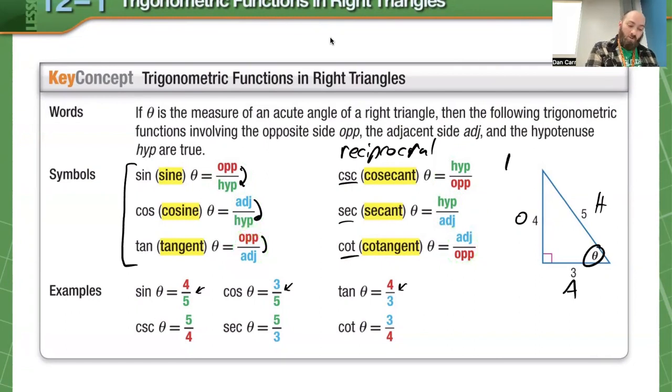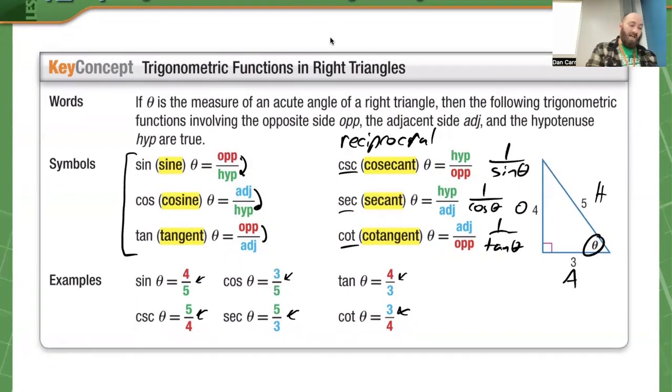And so in fact, cosecant is the same as 1 over the sine of theta. Secant is 1 over the cosine of theta, and cotangent is 1 over the tangent of theta. Okay, so that's why when you look down here, these are all reciprocals of the one above them. So sine goes to cosecant, cosine goes to secant, and then tangent goes to cotangent. Okay, so that's all we're looking at for these new ones here. They are reciprocals of our main three that you would have covered in previous classes.